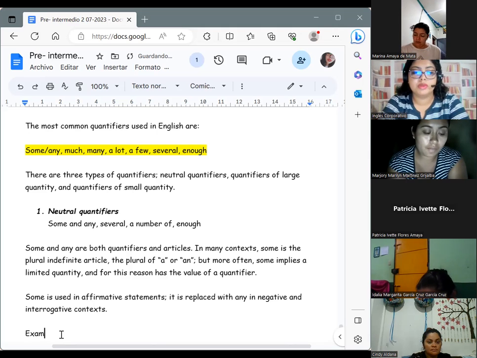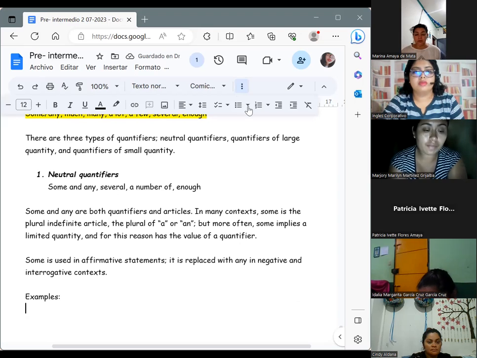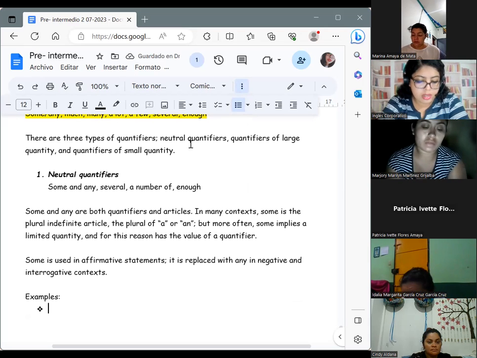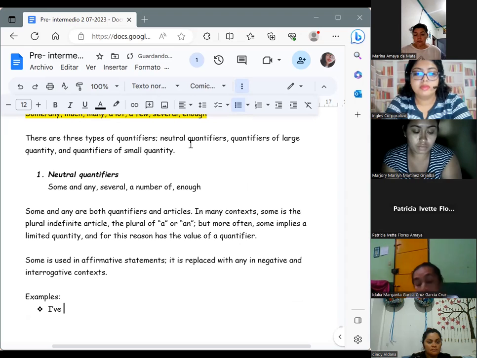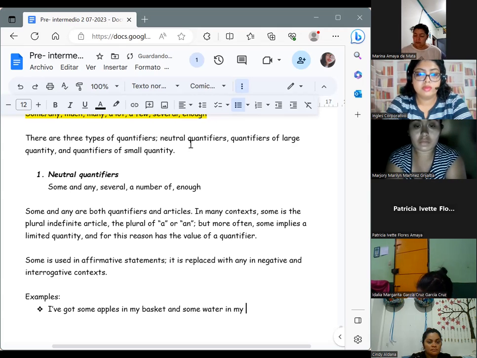So we are going to see some examples. I've got some apples in my basket and some water in my bottle. I haven't got any apples in my basket, nor any water in my bottle. The second one is the negative form of the first statement.